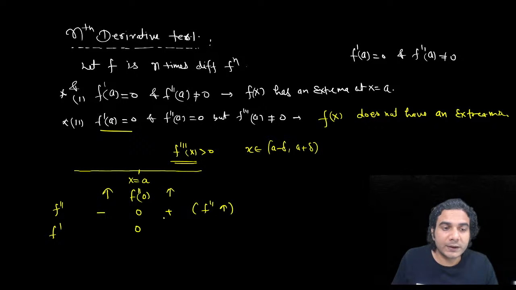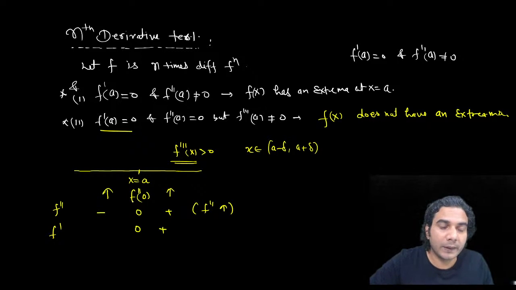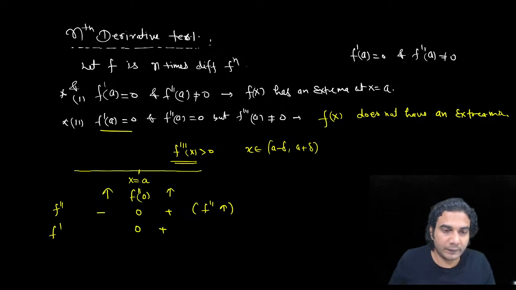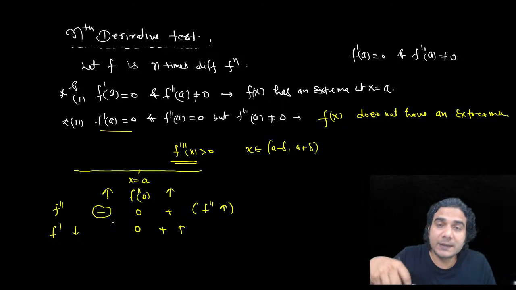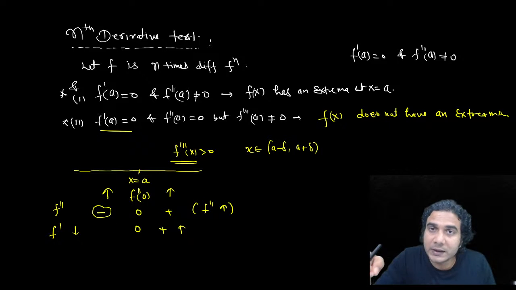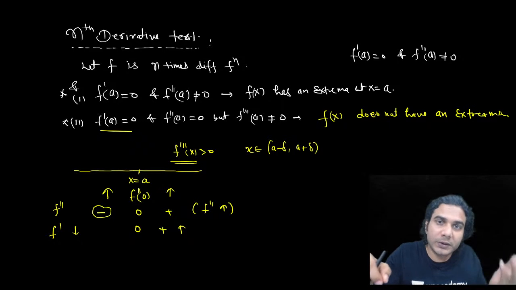But because f double dash is positive after a, that means f dash is increasing. So it will go up from 0, to positive after a. And what about f dash before a? Now we need to check the sign of f dash before a. You can see f double dash has negative sign here. That means f dash is decreasing here and increasing here. So it is decreasing and reaching 0. That means before a it will be positive.